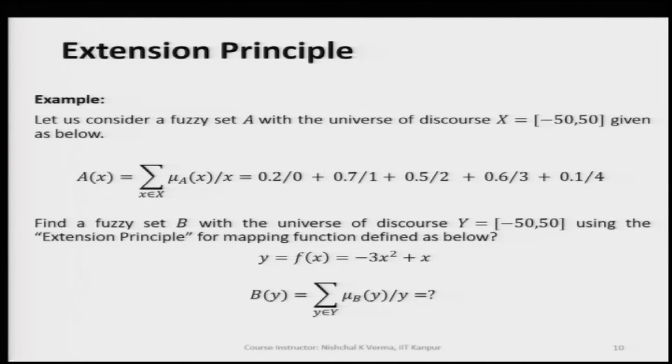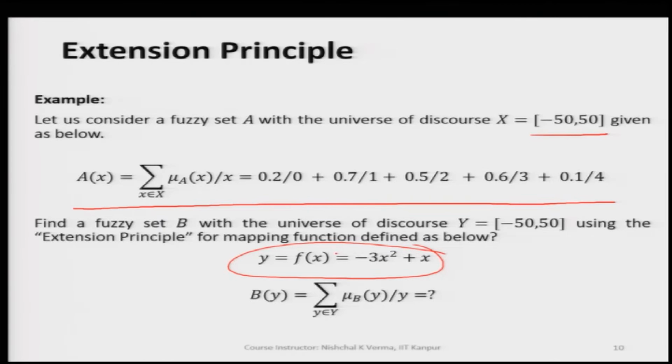Now, let us take another example here. We are taking another fuzzy set, which is again defined in the universe of discourse capital X, and the range of capital X is given, that is minus 50 to 50. So, all the generic variable values will be within the limit that is given, minus 50 to 50. So, we have the fuzzy set A, and let us now use the mapping function, which is also given, that is y is equal to minus 3 x square plus x. So, this is a mapping function.